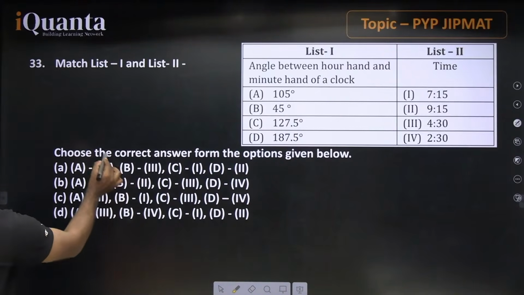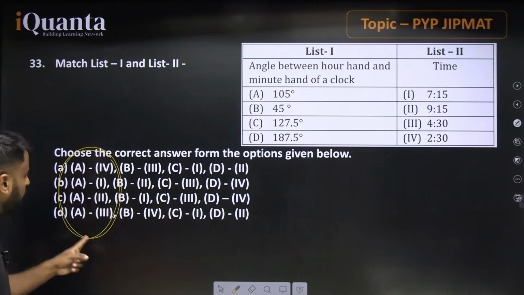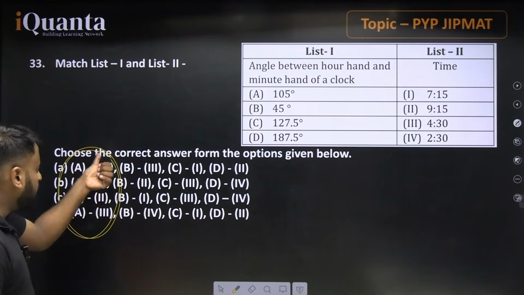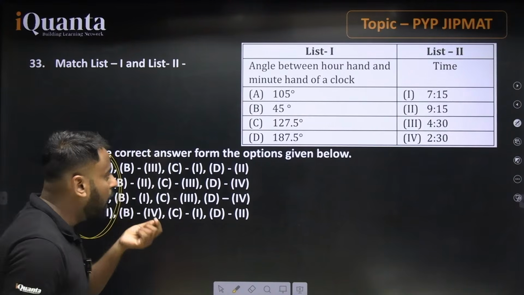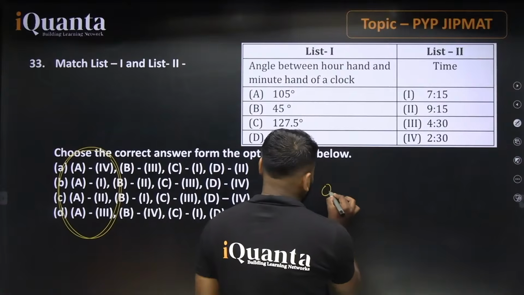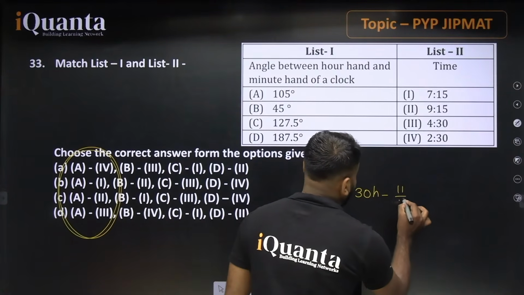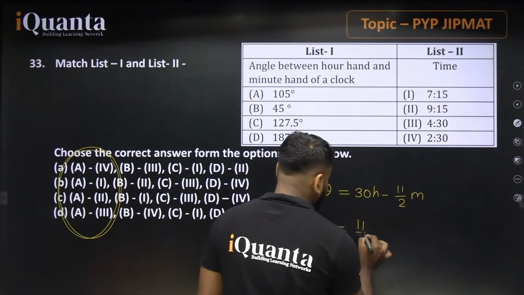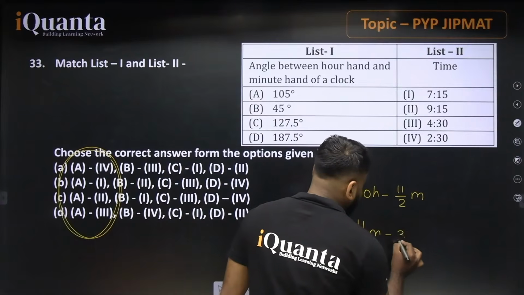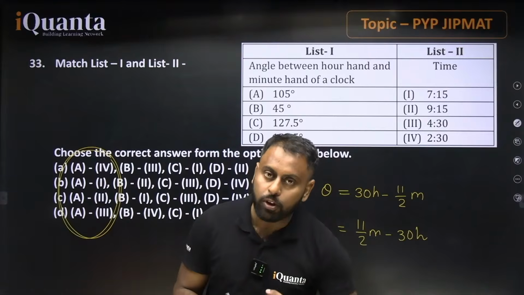Just focus here. If talking about A only, A4, A1, A2, A3, all the matching values are distinct. A1, A2, A3, A4, all the matching values are different. Now, how we can find the value? We know that here the theta is equals to 30h minus 11 by 2 minute. This is the formula, or we can say that either 11 by 2 minute minus 30h will be the formula. Beta, just listen to me carefully. We don't have to go for the entire calculation.